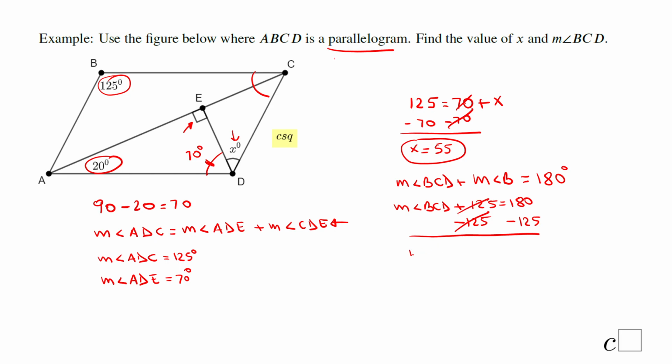And we have the measure of angle BCD is 55 degrees. And that is about this example. And again, we use multiple theorems here.